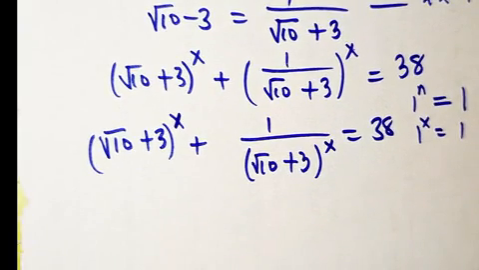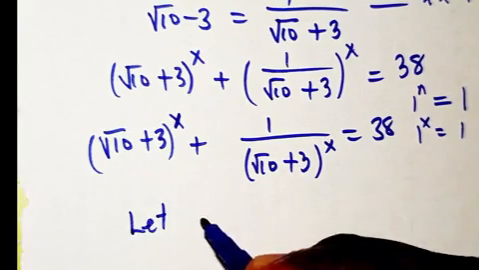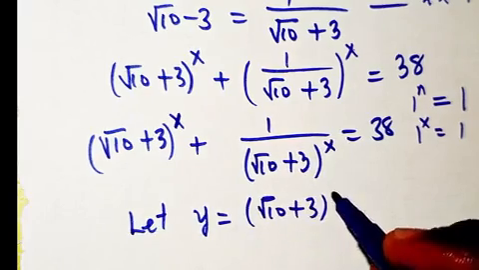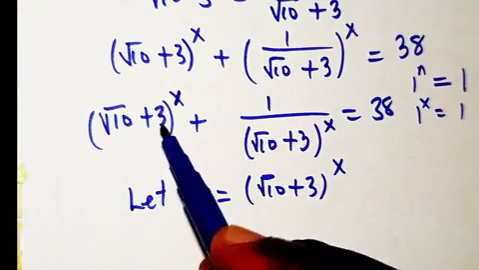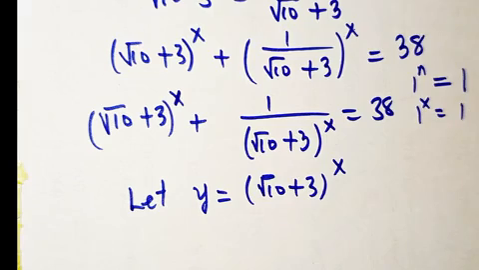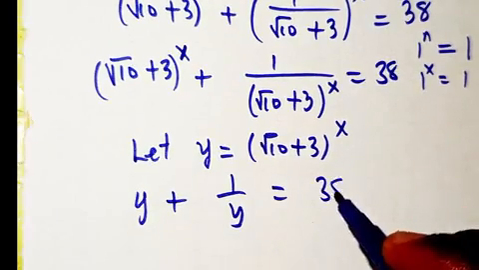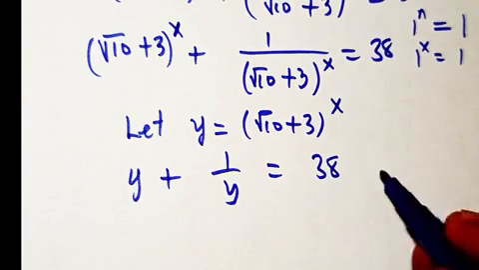So now the next thing we are going to do is that we should let y equals (root 10 plus 3) to the power of x. So anywhere we see root 10 plus 3 to the power of x, we replace by y. So this is going to be y plus 1 over y, then equals 38 because of this fraction here. So let's make it linear by clearing the denominator. So now we multiply y to both sides of the equation.